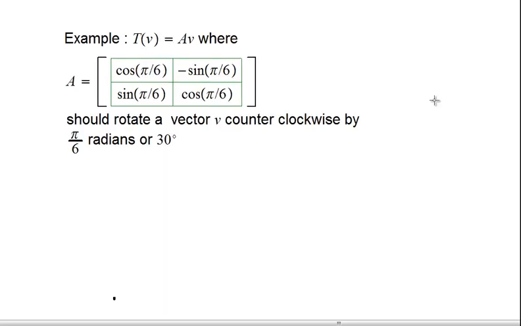Okay, so for example, consider this transformation in which theta is pi over 6 radians, which is 30 degrees. So if we multiply a vector V in R2 by A, then what it should do is rotate the vector V counterclockwise by angle 30 degrees.